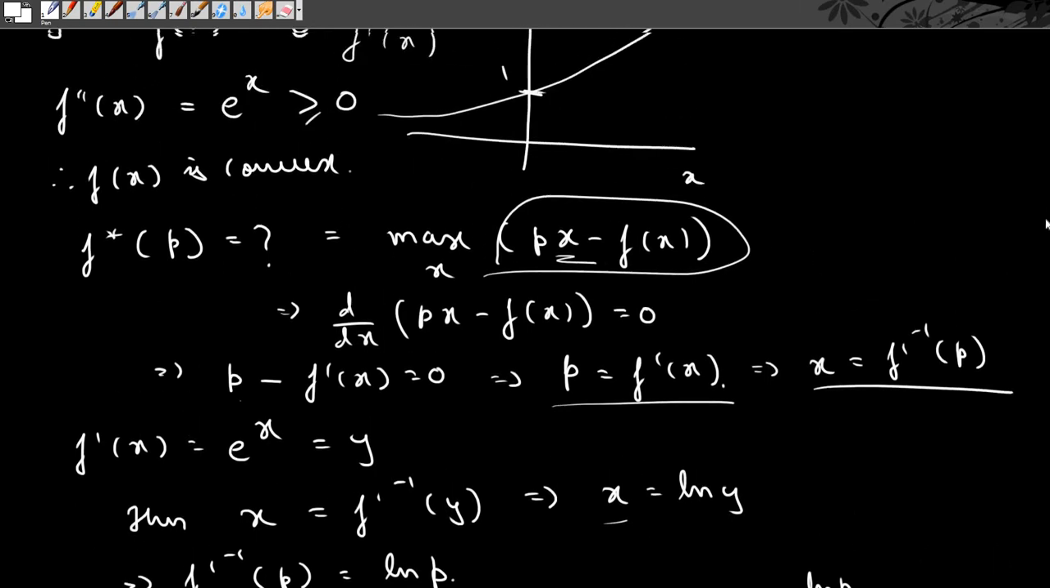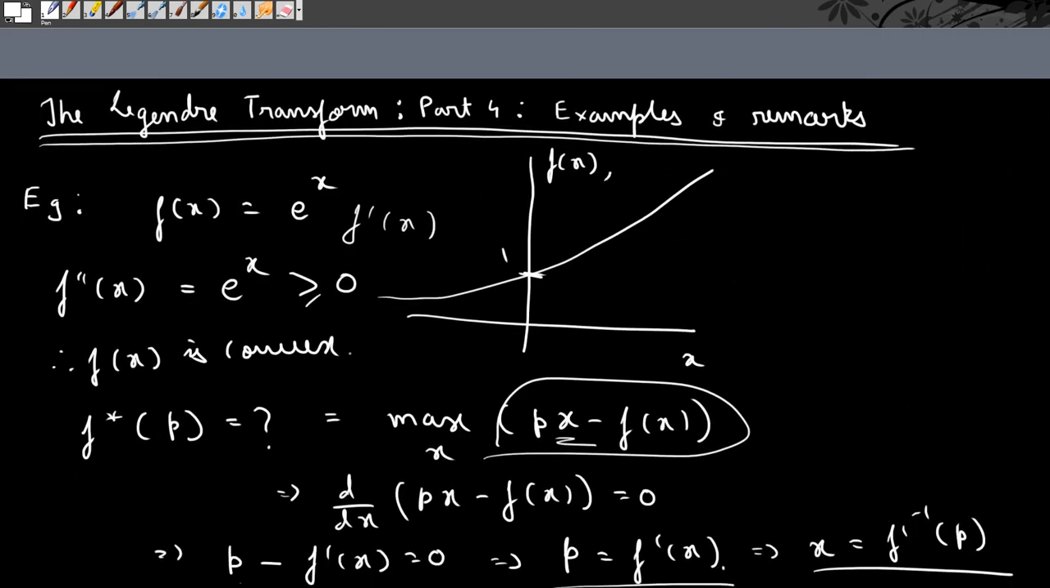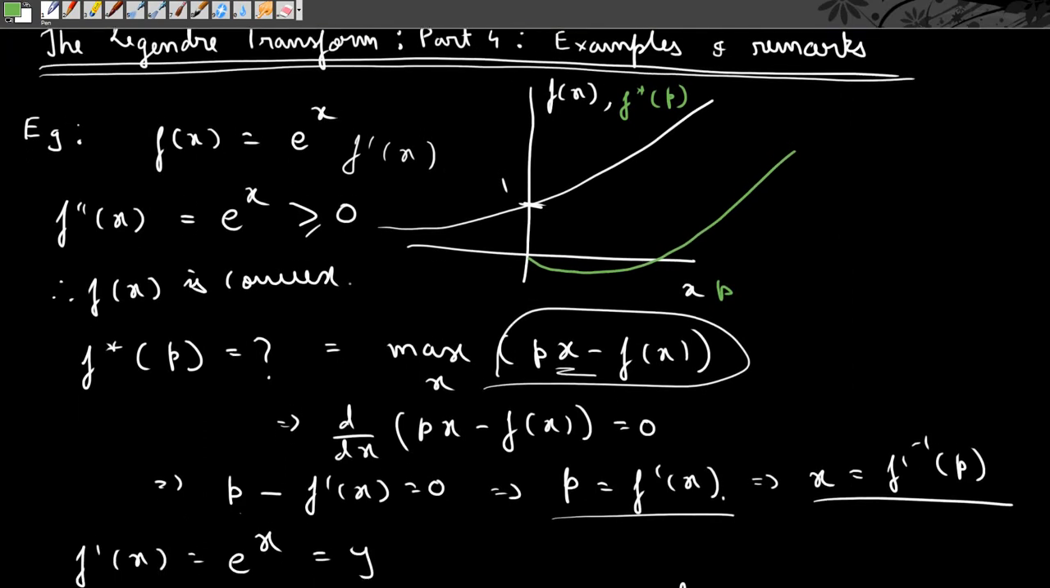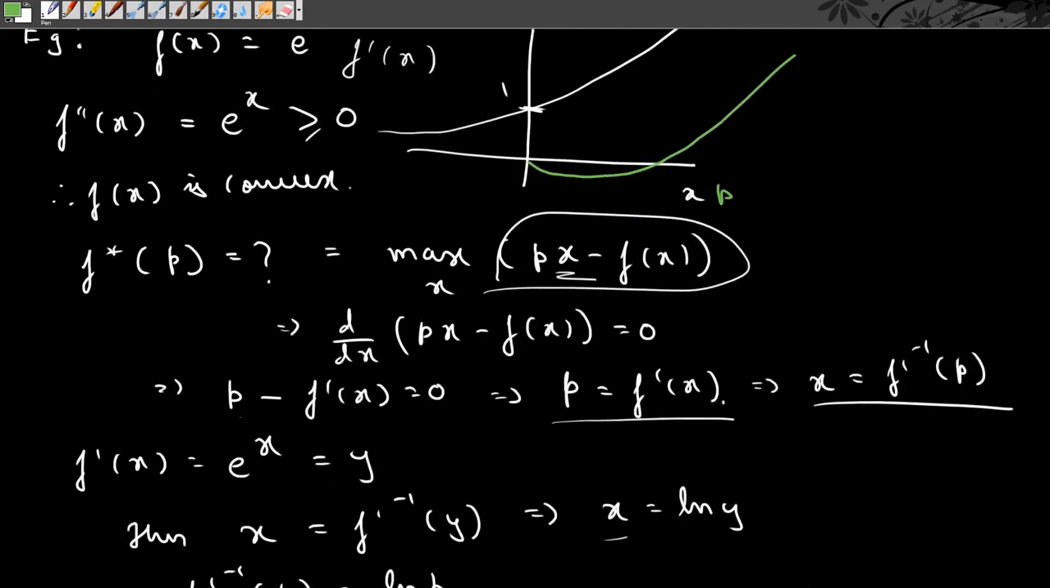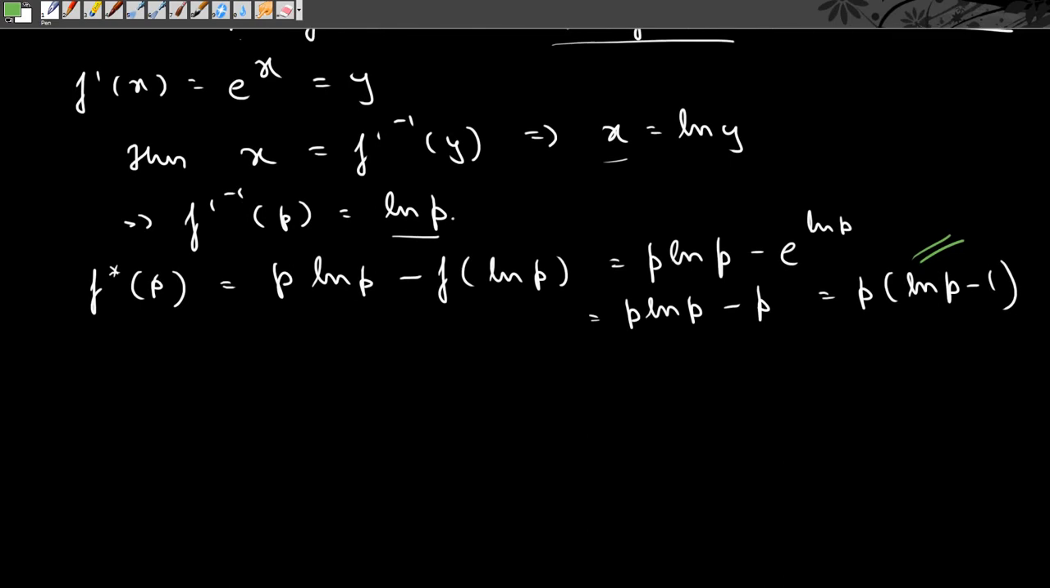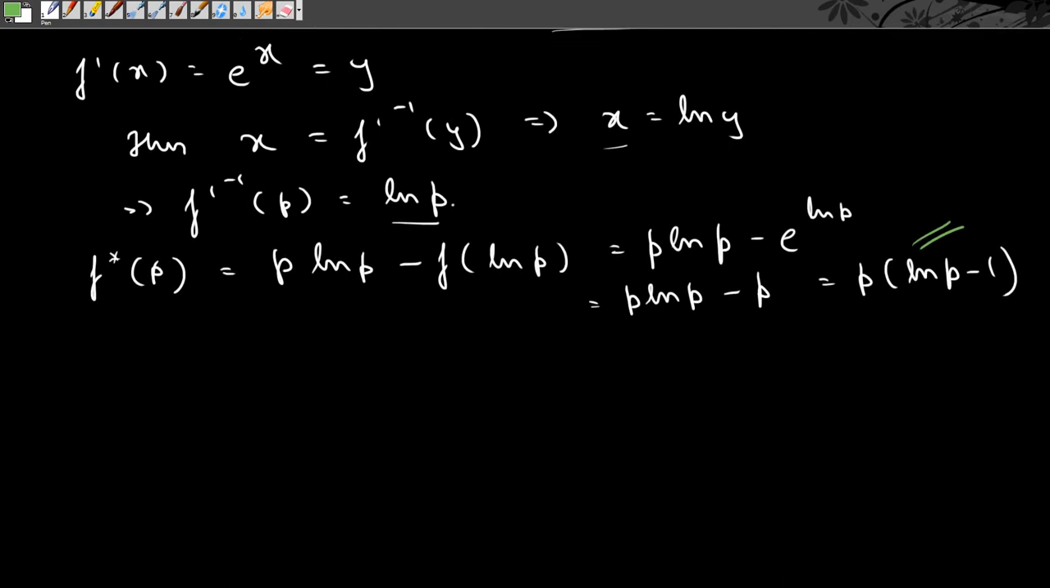If I plot this, let's say side by side here, f star of p versus p, it will look something like this. You can try it out if you plot it, and we see that this is also a convex function, which was our first property that we discussed in the previous example. We are not going to take the Legendre transform of this again, it will just be tedious, but in the next example, for a simpler case, we will also verify the second property, which is the involution property.